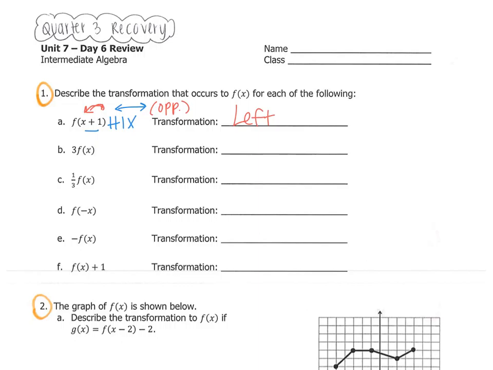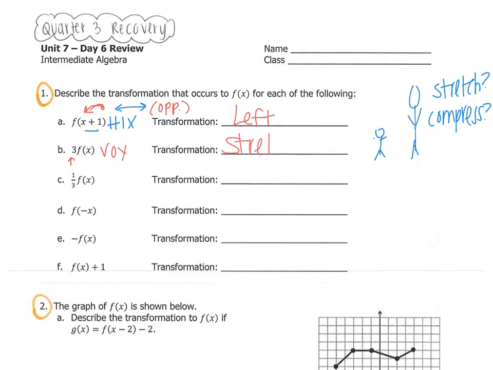of the sign. The next one, we have a 3 on the outside of the parentheses. So this is a Voy problem. If we are multiplying by 3, think about taking your body height and multiplying it by a factor of 3. Are you stretching or compressing? So if I'm taking my body height and multiplying by a factor of 3, that is a stretch.